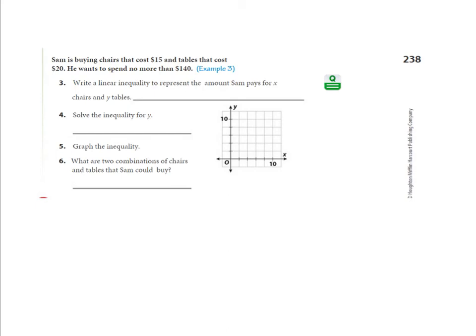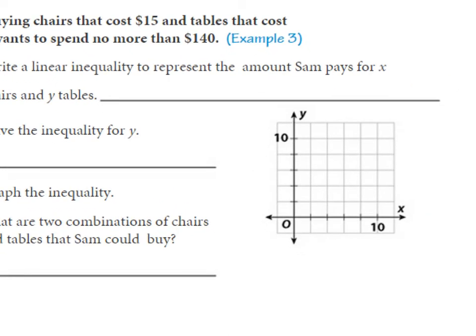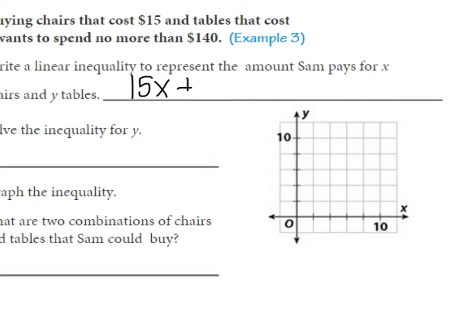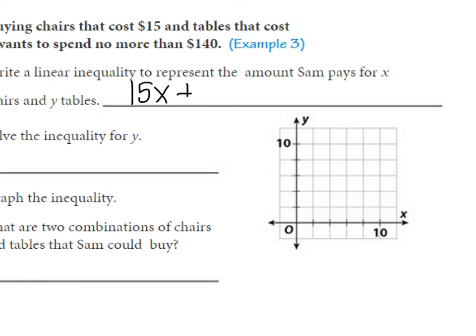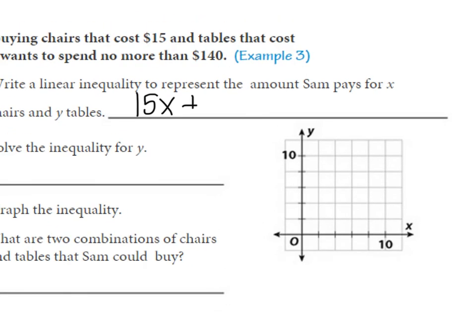So the linear inequality is representing our x chairs and y tables. We know that each chair is $15, so that would be 15x. We're adding it to the tables, and tables are $20 each. And it says he wants to spend no more than $140. So $140 is our complete maximum amount, which means it either has to be less than it or equal to it.